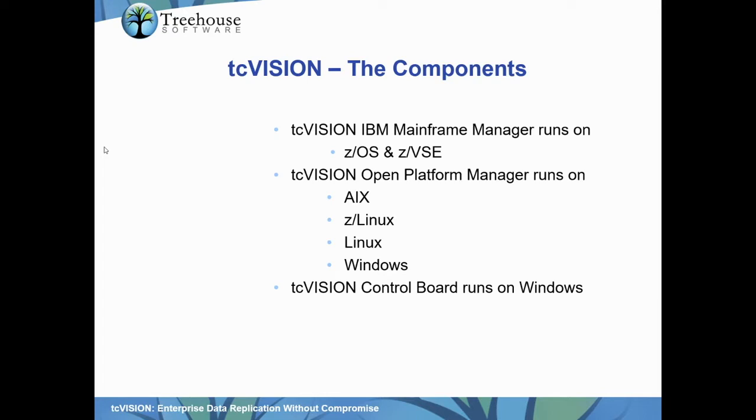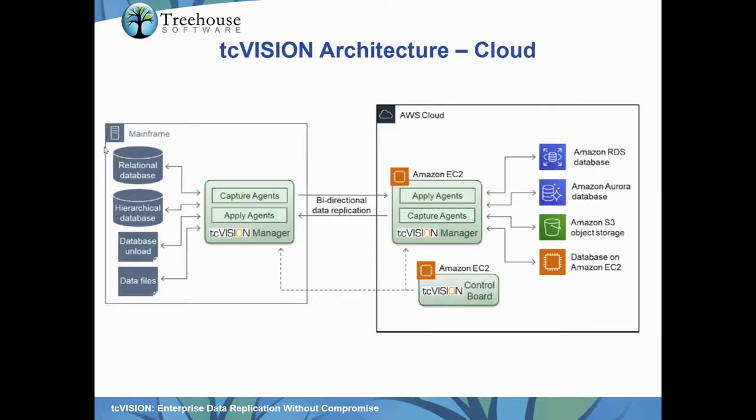So tcVISION, just a couple kind of ground rules here, has components that run on both the mainframe for z/OS and VSE, as well as the open platform, all the OSs you see here. When we talk about the open platform, we don't really care from a tcVISION standpoint if it's on-premise or in the cloud. Historically, our customers are running everything on-premise. These days, everyone is now looking to move things to the cloud. And then finally, there's going to be a GUI control board, which runs on Windows. There are no green screens with this product that's moving all the mainframe data.